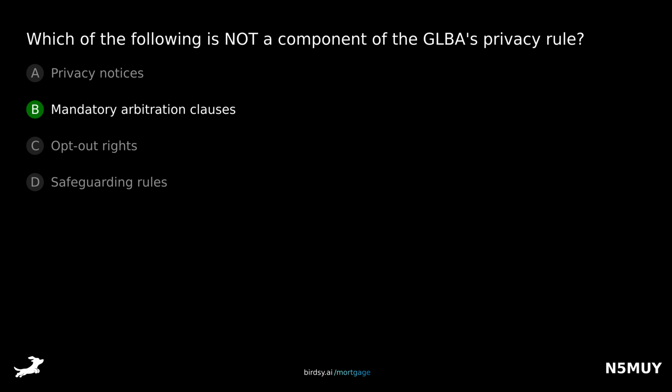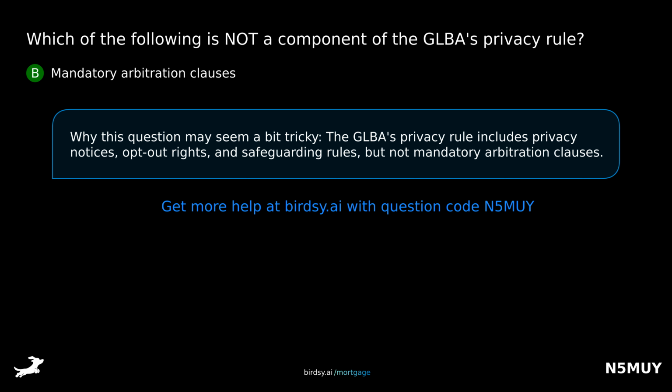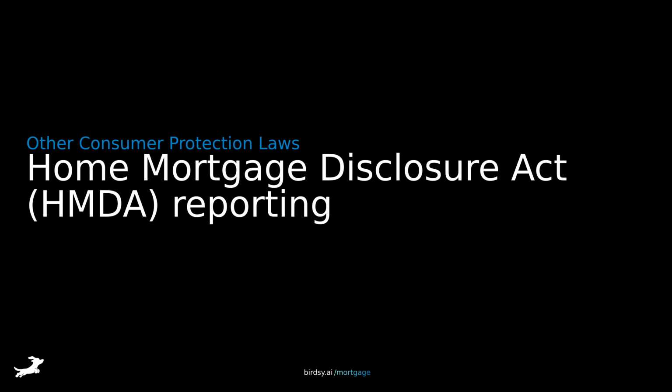The answer is B, mandatory arbitration clauses. Why this question may seem a bit tricky. The GLBA's privacy rule includes privacy notices, opt-out rights, and safeguarding rules, but not mandatory arbitration clauses. Home Mortgage Disclosure Act reporting.